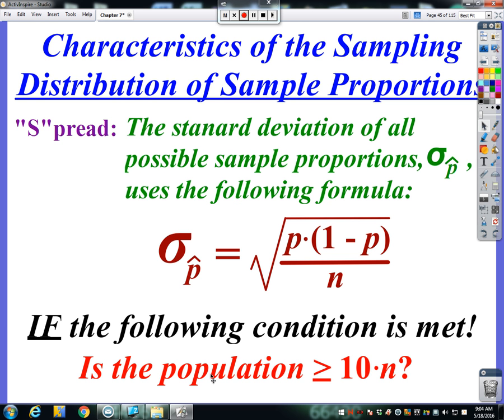Occasionally you will know or be told what the true population size is. So then you could say, well, I know the population is this number, and it is, in fact, greater than or equal to 10 times my sample size. And then there will be no assuming involved there.